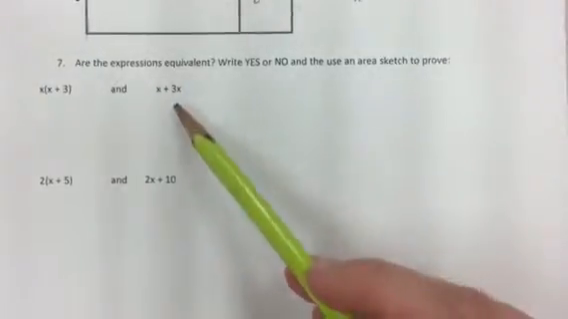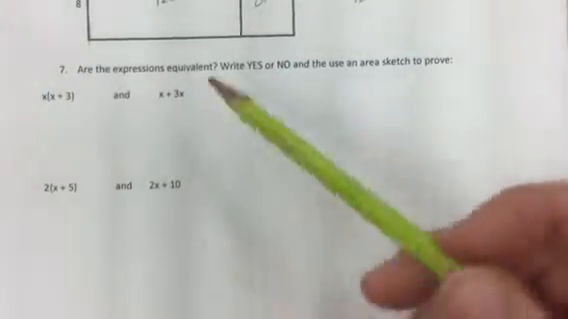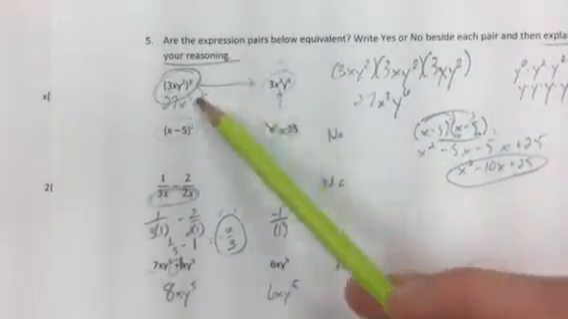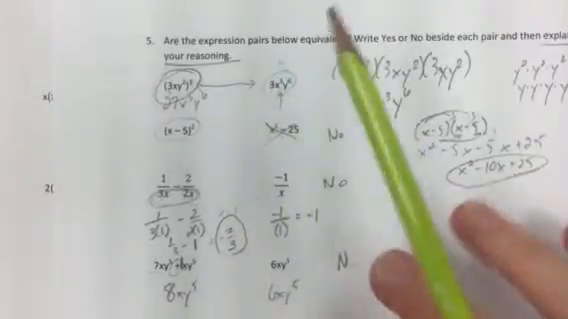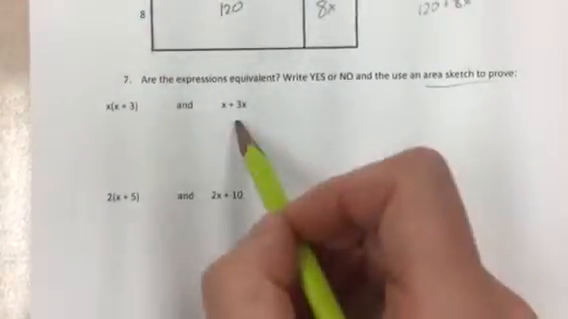Number 7, are the expressions equivalent? Write yes or no. And then use an area sketch to prove it. So notice that this is slightly different. Number 5 was, are they equivalent? But we used methods like algebraic reasoning or substitution to talk about those. But on number 7, we're supposed to be using an area sketch to prove it. So are these two equivalent?